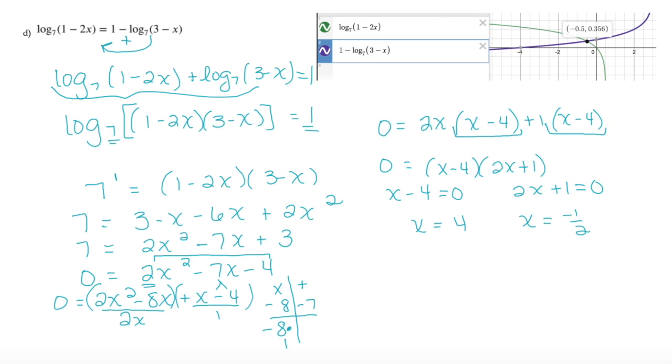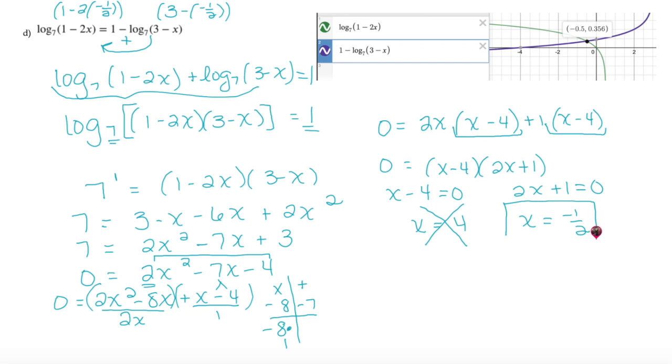If I were to substitute 4, I would have 1 minus 2 times 4, or 1 minus 8. That would give me a negative in my logarithm, and that is not in the domain of 0 to infinity, so 4 is not a viable solution. Let's try negative 1/2. If I substitute 1 minus 2 times negative 1/2, we're going to get more positive since the double negative turns to a positive. Similarly, if I do 3 minus negative 1/2, again, we're going to get more positive with that double negative. So yes, negative 1/2 is in the domain, so it is a good solution.